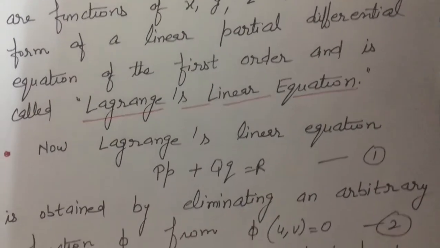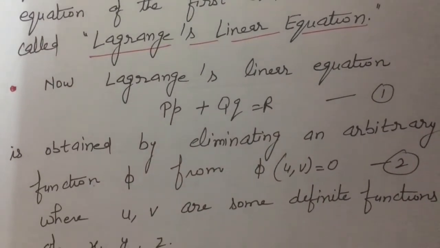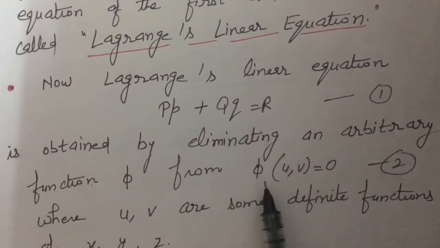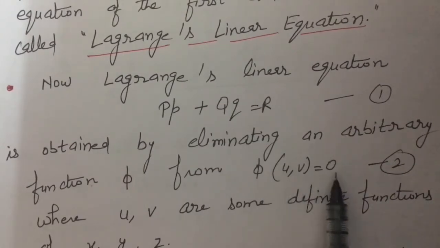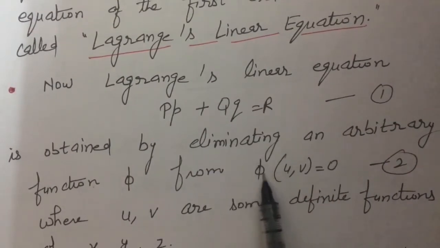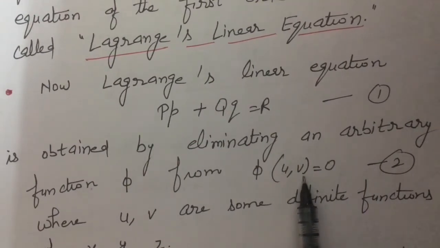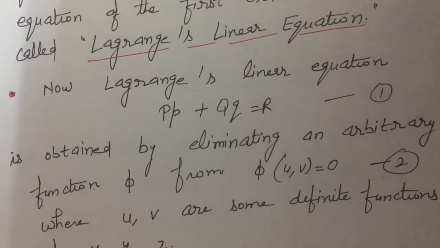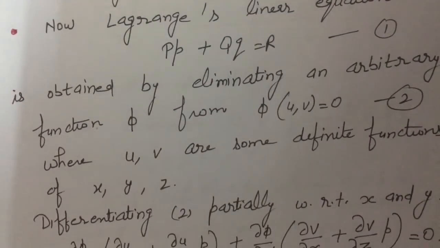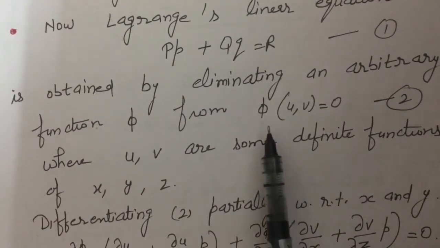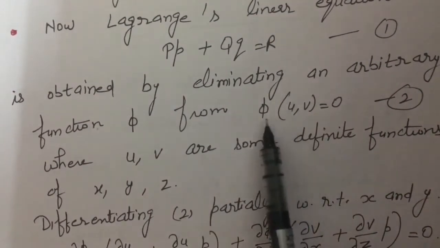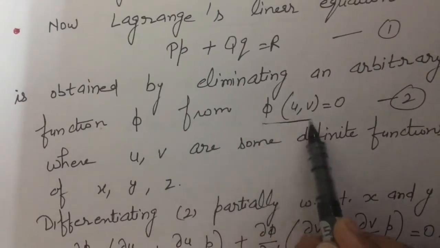It is obtained by eliminating an arbitrary function from the relation phi of u, v is equal to 0. We have to eliminate this arbitrary function phi, where u and v are some definite functions of x, y and z. How do we eliminate this phi? Suppose we have been given this relation.